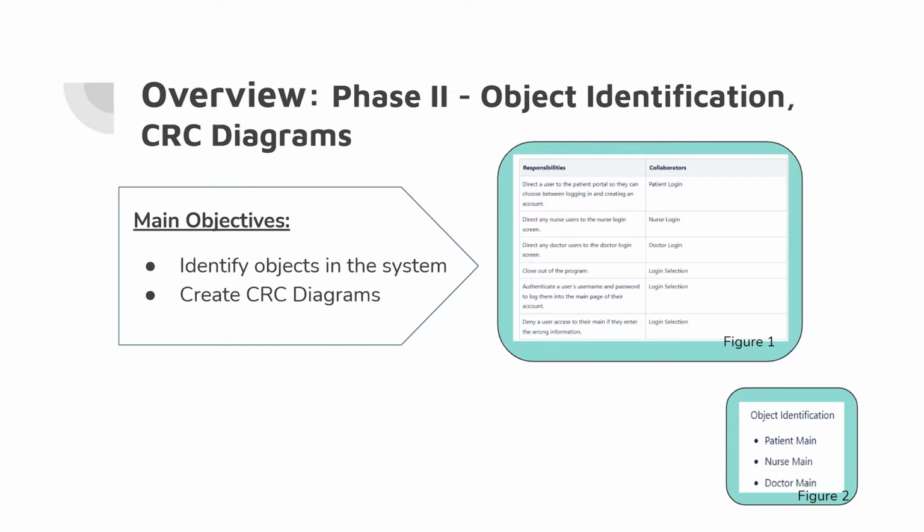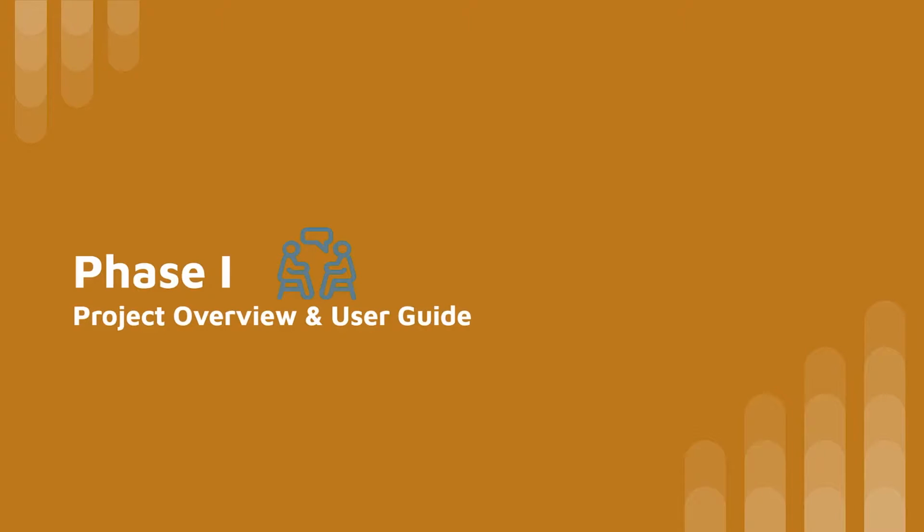In the CRC diagrams, we focused on identifying relationships between classes and what would be the response to different actions. They are listed under the responsibilities in the CRC Figure 1. The object identification was based off classes that we had planned for the actual product, and things we used inside the prototype code. Next, we will discuss Phase 1 in more detail.